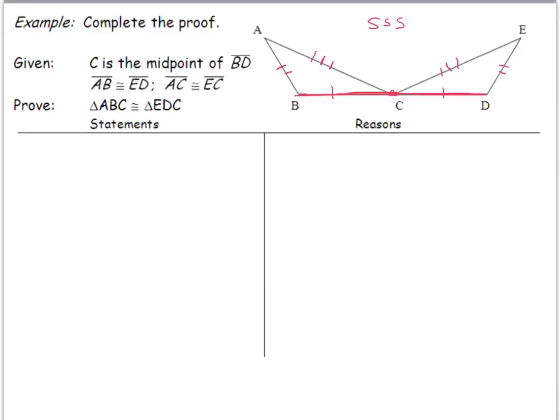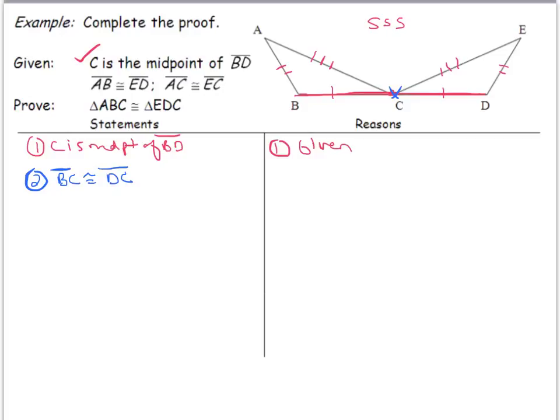So now that we've talked through our proof, let's actually write it down. Step number 1 is given. Now, we can learn something from this first given, so let's write that down first. So step number 1, C is the midpoint of BD, and this is given. From this, if C is the midpoint, remember we said we have two congruent pieces. So from this, you should notice that BC would have to be congruent to DC. And the reason why, well, that's the definition of a midpoint.